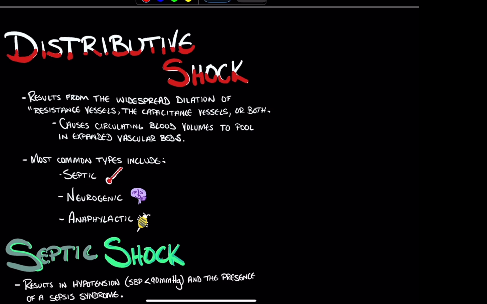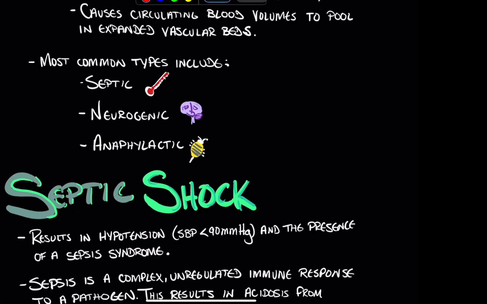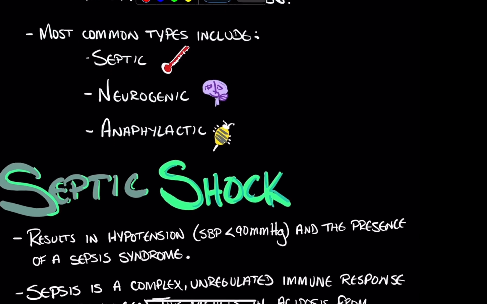It's usually a result of widespread dilation of our resistance vessels. Think of the vessels that help increase afterload, and then our capacitance vessels, which are the ones that hold our blood volume. So if you think of veins and capillary beds in our extremities, if they all of a sudden all dilate, it's going to increase that volume to a point where we don't have enough blood circulating to fill them all up. So it's going to cause circulating blood to pool in these expanded vascular beds. The most common types of distributive shock include septic shock, neurogenic shock, and anaphylactic shock. We're going to talk about all three of these.